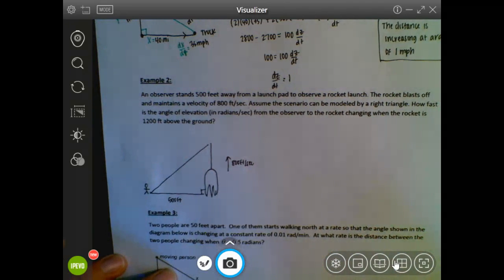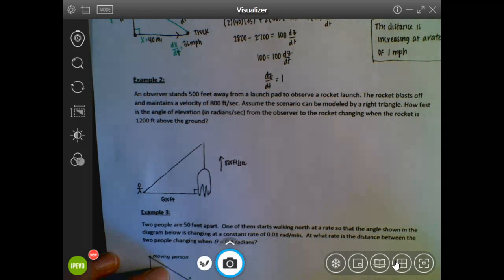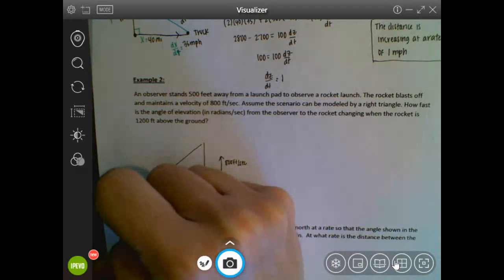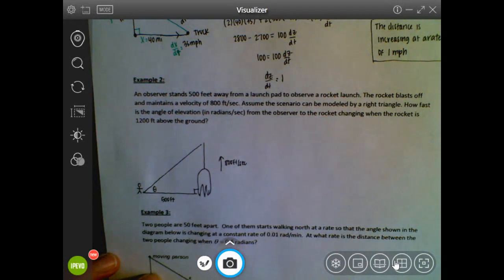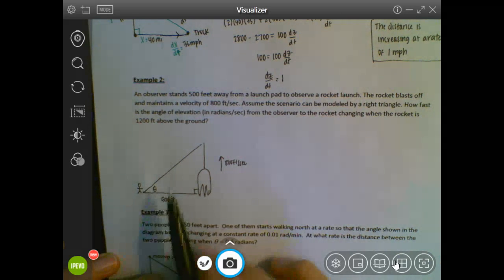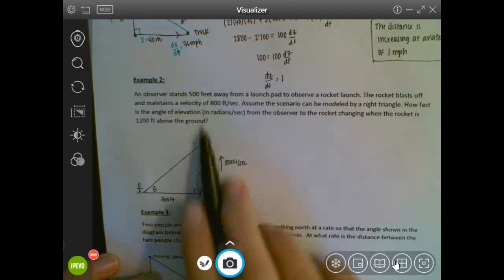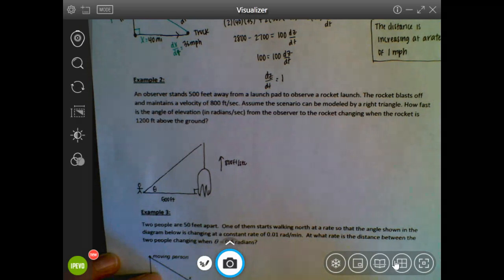We want to know how fast the angle of elevation from the observer to the rocket is changing when the rocket is 1,200 feet above the ground. All right, so I'm going to make myself a little angle in there. I'm going to call it theta. And what I want to know is, what is d theta dt? How is this angle changing inside of this triangle as the rocket goes up in the air?